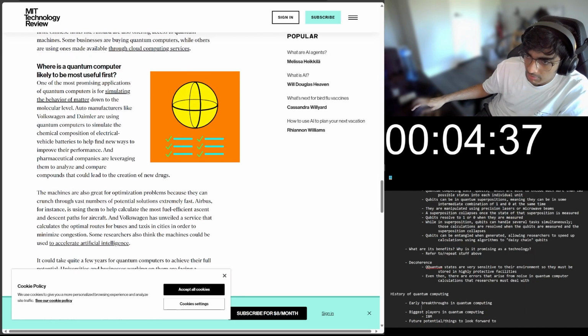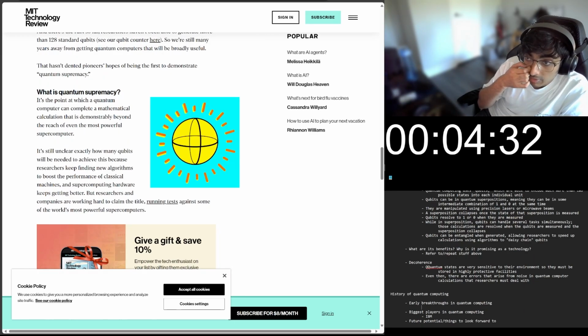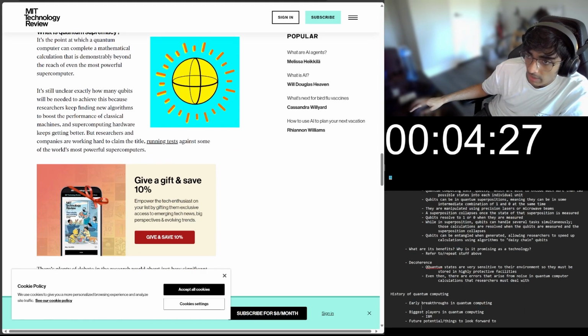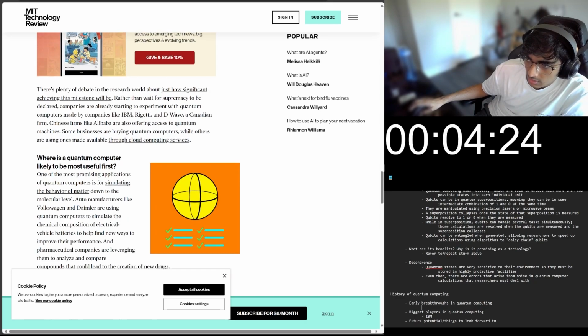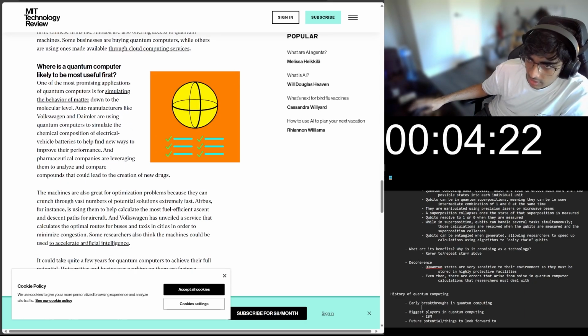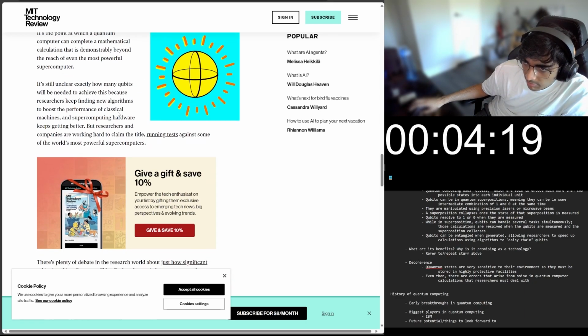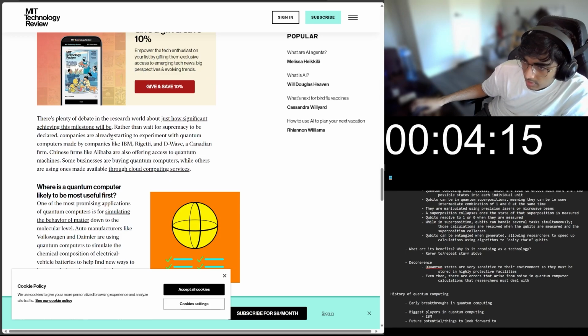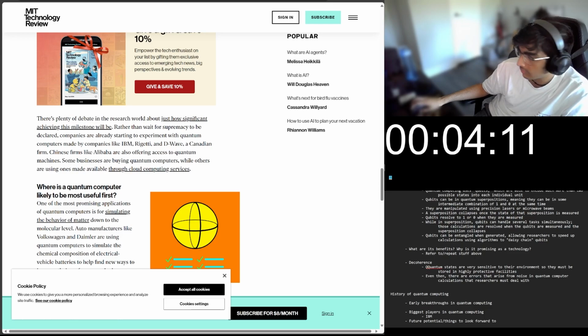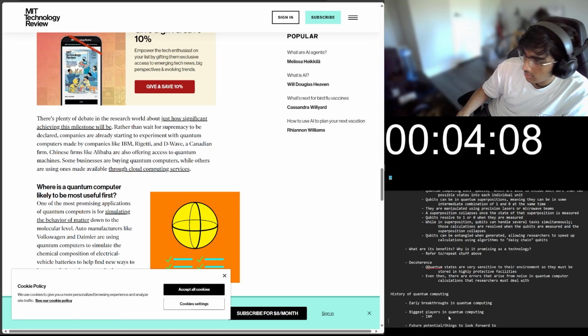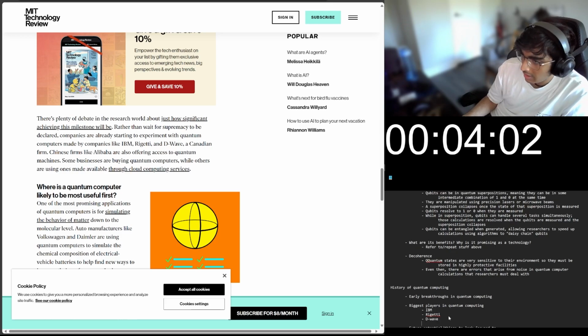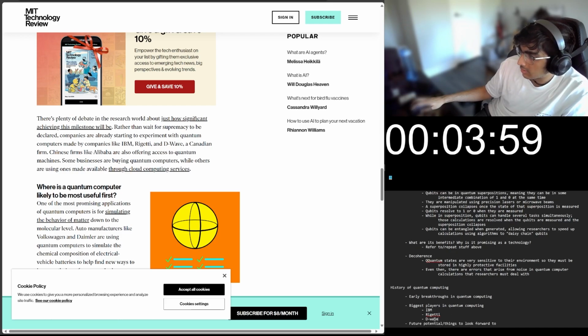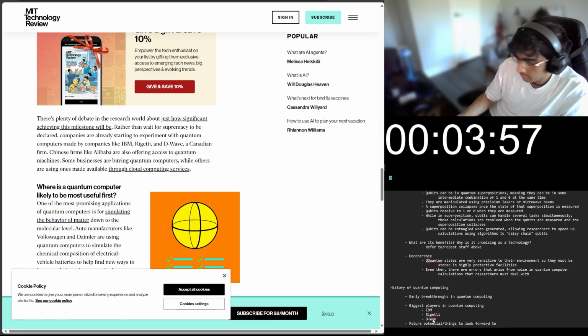Wait, what is quantum supremacy here? It's the point at which a quantum computer can complete a mathematical calculation demonstrably beyond the reach of even the most powerful supercomputer. Okay. I don't need to go too much into that. I do see them listing companies here, though. Companies are starting to experiment with quantum computers made by companies like IBM, Rigetti, and D-Wave, a Canadian firm. Okay, so Rigetti and D-Wave, and that's it. So these are maybe some important players.